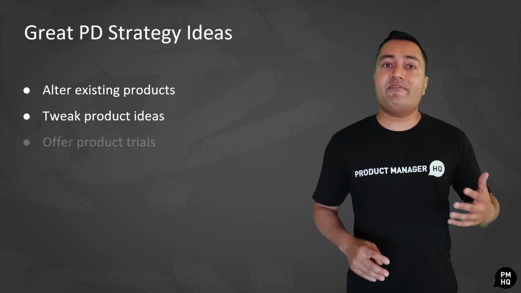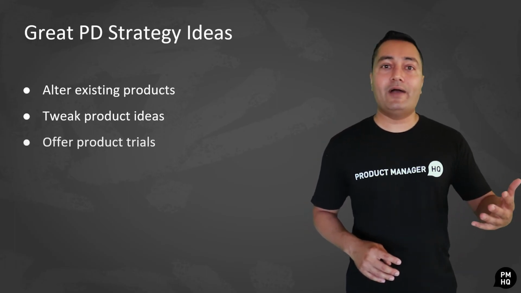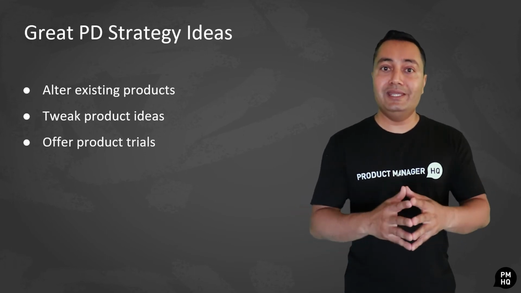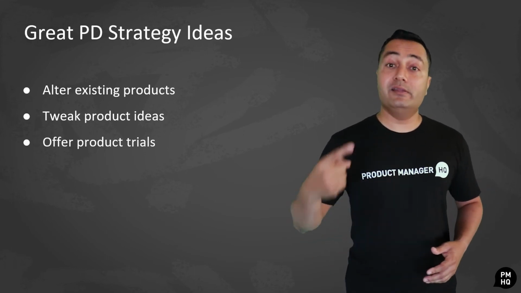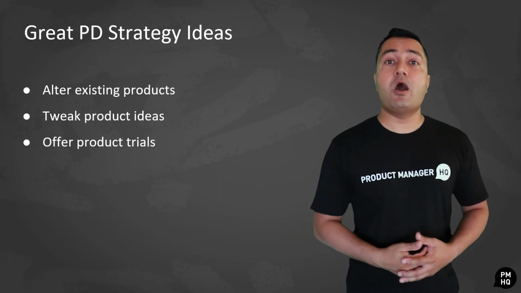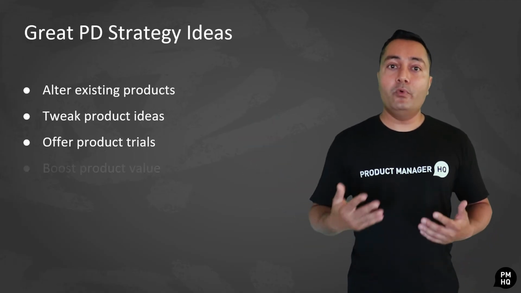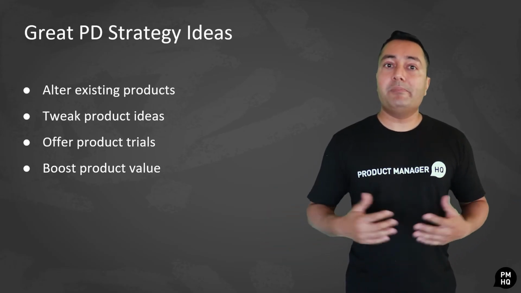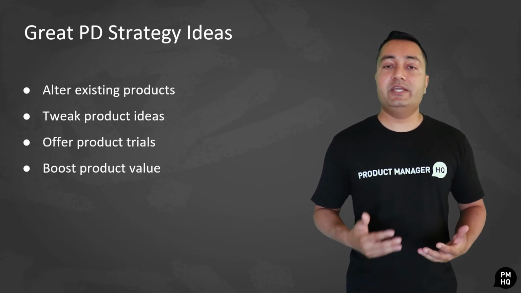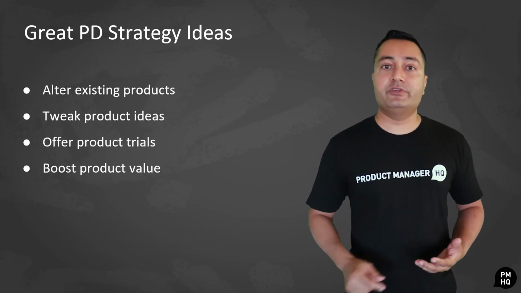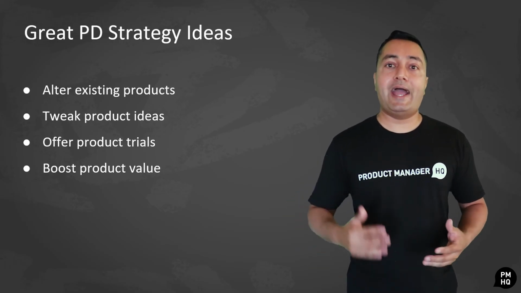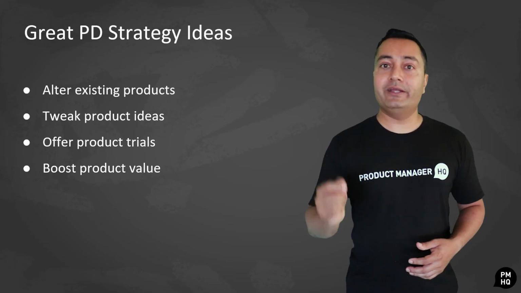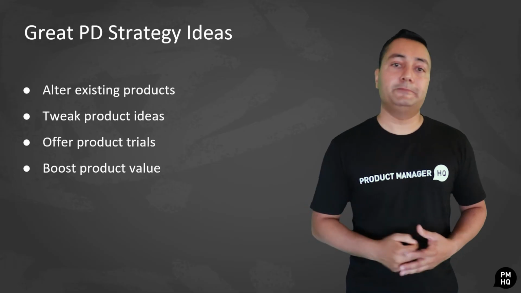Number 3, offer product trials. A solid way to validate the value proposition of your product and convince your customers that they need it is to put forward either a less expensive or a free version of your product. Number 4, boost product value. This idea is strongly associated with the platform-based approach. Just like with the example of the family of laptop products, this entails putting on different add-ons throughout the product lifecycle to make it look more appealing so that it lasts longer.